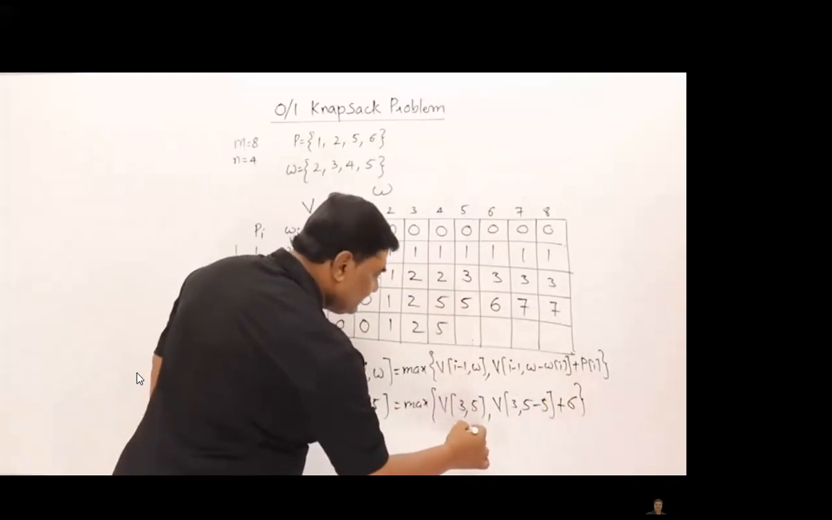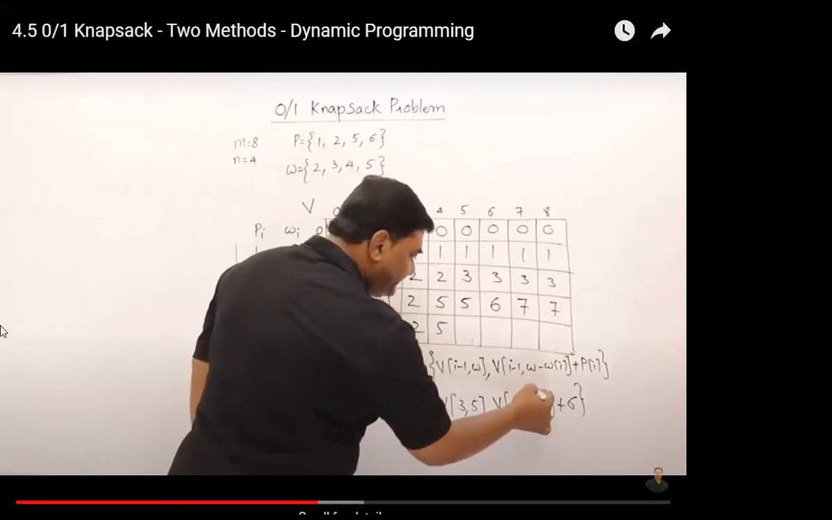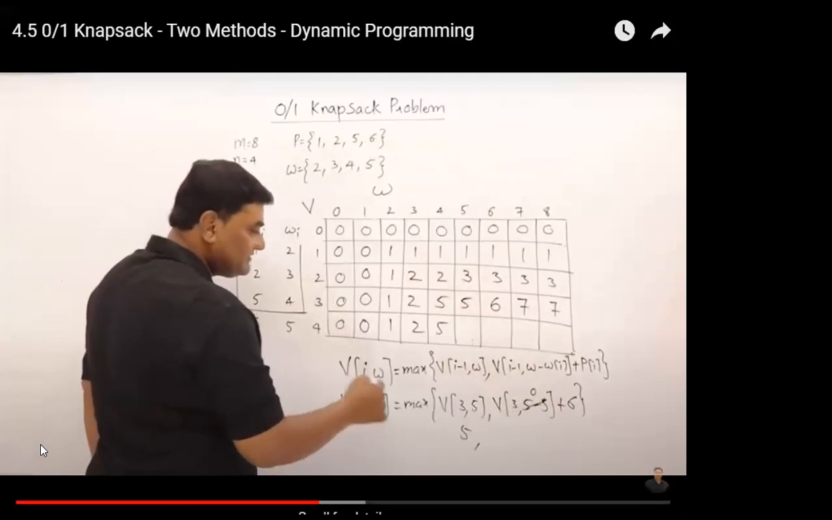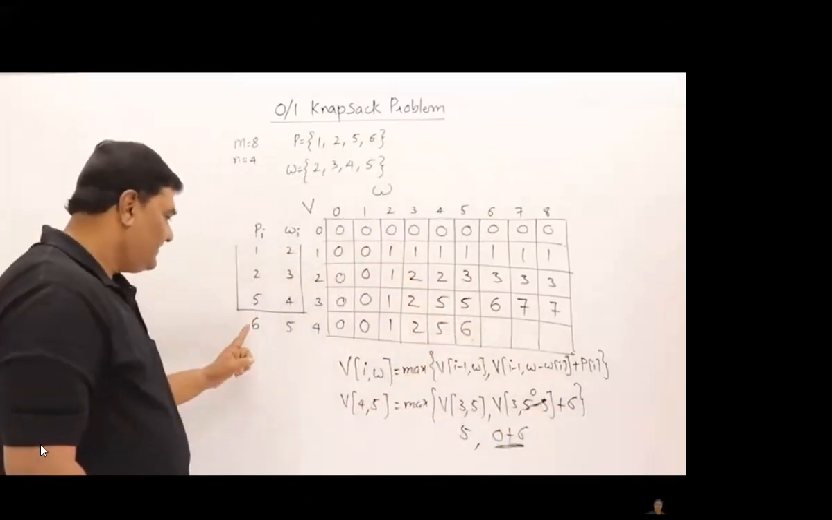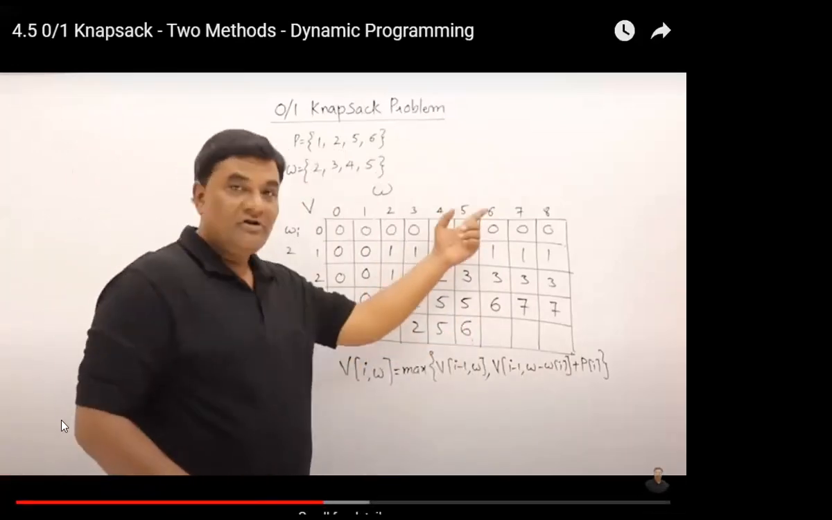3, 5 is how much? 5. Comma. V of 3, 5 minus 1, 5 minus 5, 0. V of 3, 0. 3, 0 is 0. Plus 6. So which is greater? 6 is greater. So fill this value with 6. So that means this object is included here. Now 4, 6 I will find out.